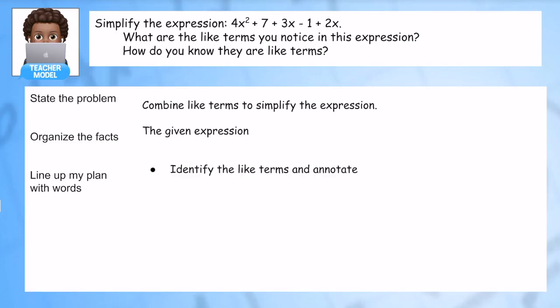So here's our plan. We're going to identify the like terms and annotate the problem. And then we're going to rearrange the expression so the like terms are next to each other. And that is when we use the commutative property. And that pretty much means just how we reorder it without changing the outcome of the problem. So that's what we're going to be doing there.